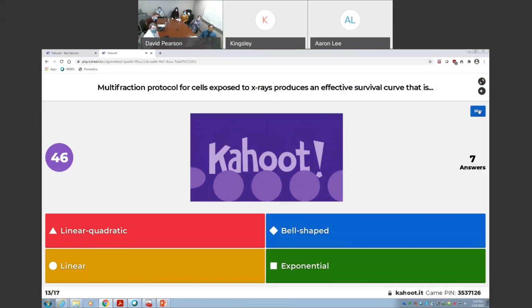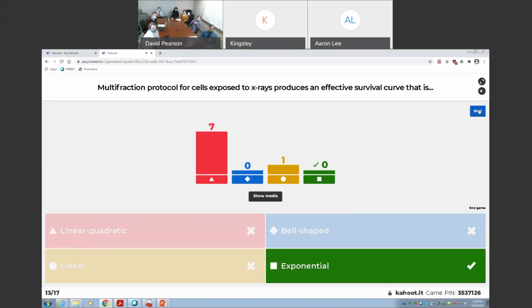It's a semi-log plot, and so the fractionation, when you mention a semi-log plot, it's really an exponential. You fail as a teacher when no one in the class gets it.